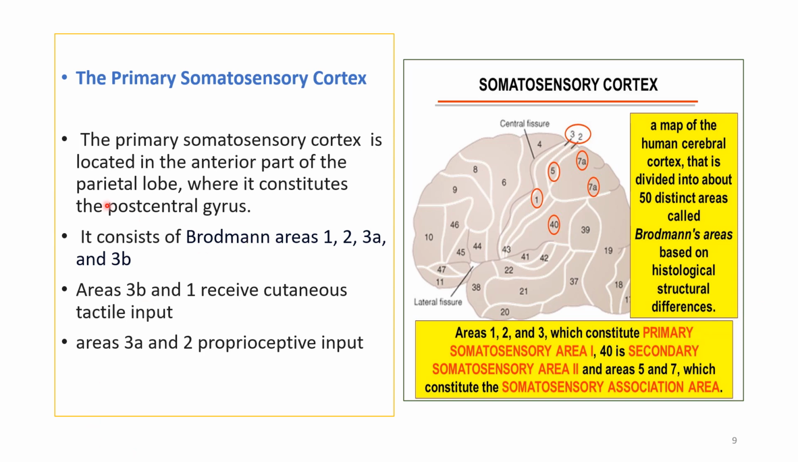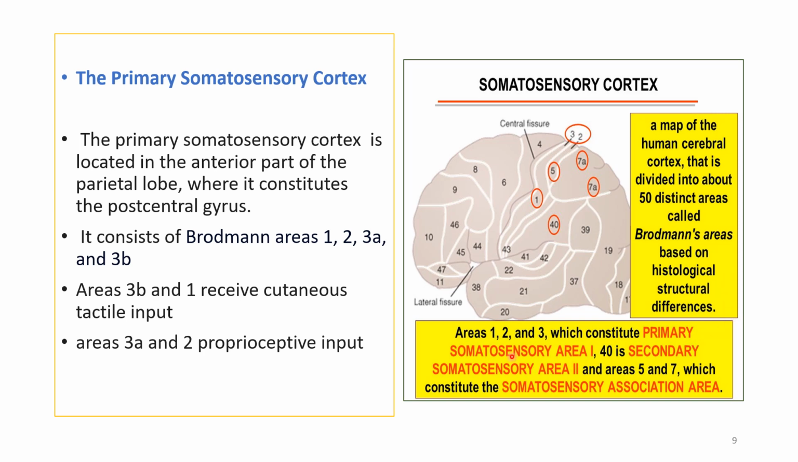So here you can see about the primary somatosensory cortex. Where is it located? It is located in the anterior part of the parietal lobe, where it constitutes the postcentral gyrus. Okay. So here you can see it is a map of the human cerebral cortex. This cerebral cortex is divided into approximately 50 distinct areas by Brodmann, so we call them Brodmann's areas. He divided this based on the histological and structural differences.